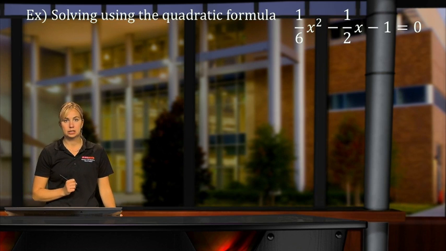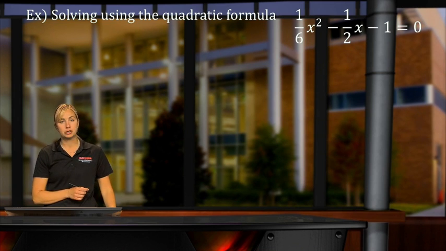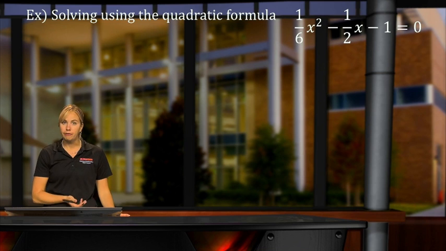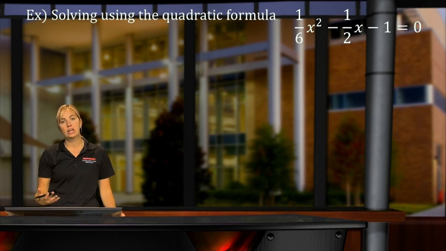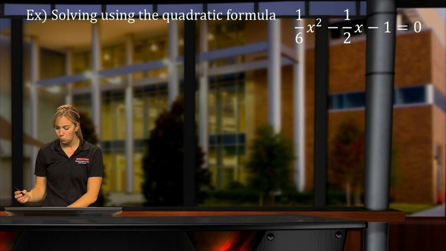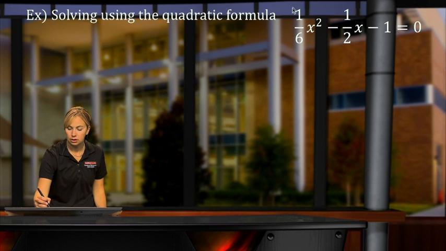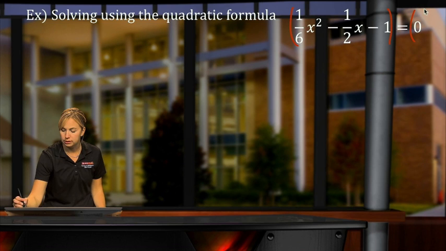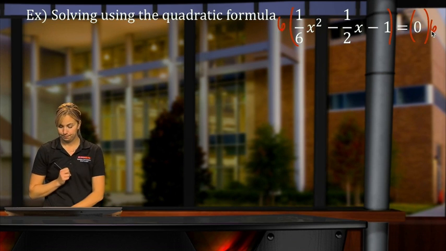One over 6 x squared minus 1/2 x minus 1 equals 0. Our first observation is the fractions, and we don't love fractions. So we want to think about a technique of how can we avoid working with those fractions. And we've seen problems like this. We can clear them by using the LCD. Our LCD is 6, so we're going to multiply both sides of the equation by 6.